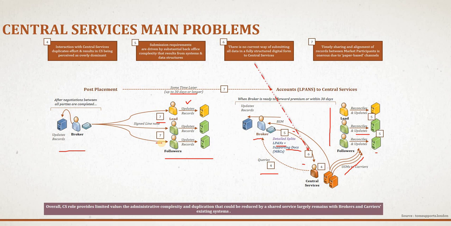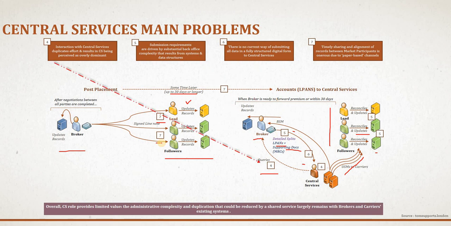The third one is about the way of submitting the information, and there is no fully structured or digital way of submitting information. For example, the broker has to prepare LPAN, supporting documents, and MRC or EMRC, and this information is fragmented. Once it gets into the XIS, they have to study it and make sure all the information is aligned, which is not a good way of submitting and processing information.